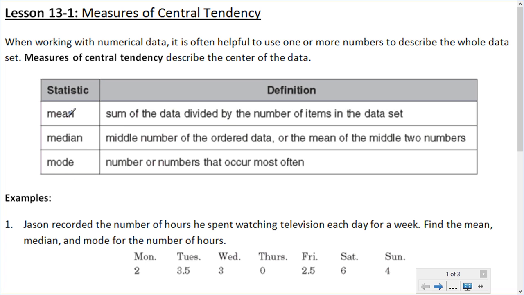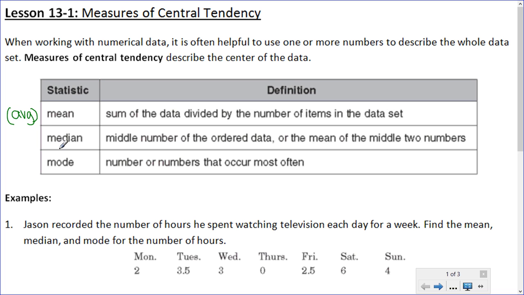So the first one is the mean. This is just the average. That's all that is. That's the sum of the data divided by the number of items in the data set. So for example, if you had 5 numbers, you'd add up the 5 numbers and then you'd divide by 5. If you had 18 numbers, you would add up the numbers and you would divide by 18. So it's just the sum of the numbers divided by how many numbers are in the set.